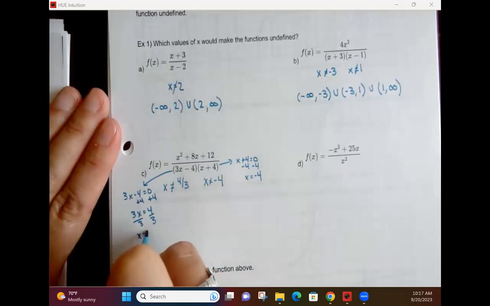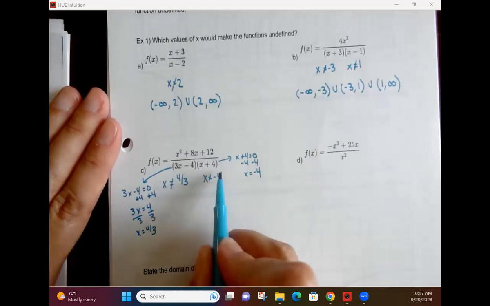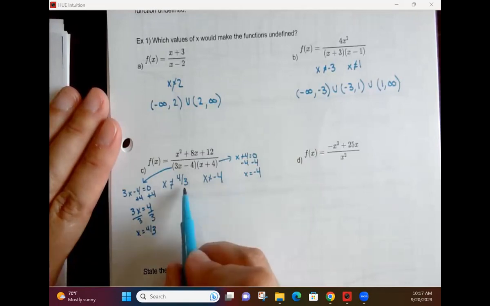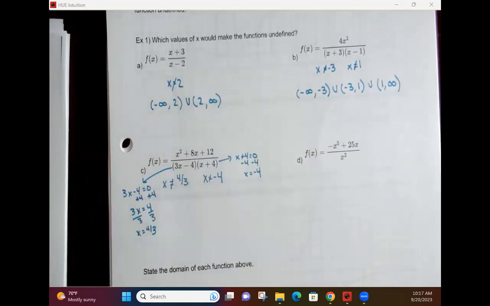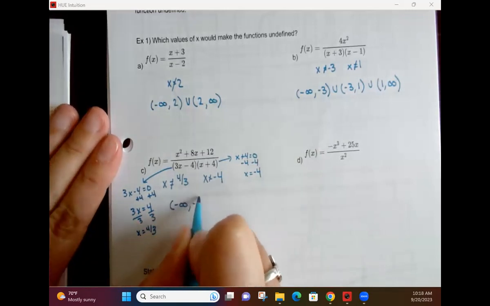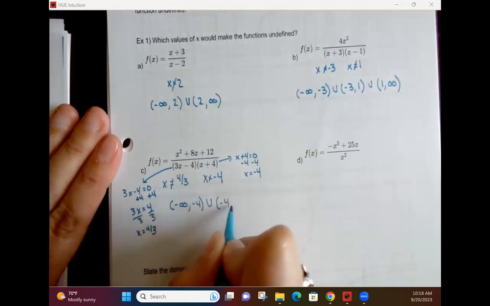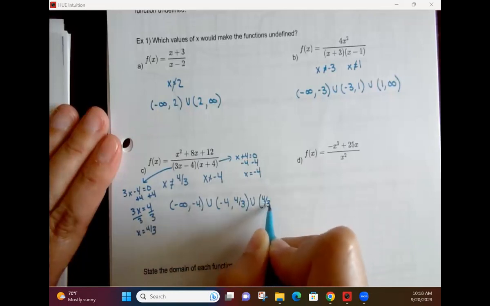you can solve to get those values. And then when I set up my domain, be careful. Remember, I will go from -infinity to -4 is what I'll hit first. So don't tell me from -infinity to 4/3 and then from 4/3 to -4, because when you go from -infinity to 4/3, you've included -4 in that and you don't want to. So you do have to go in order for your domain. So this would be -infinity to -4, and then -4 to 4/3, and then 4/3 to infinity.